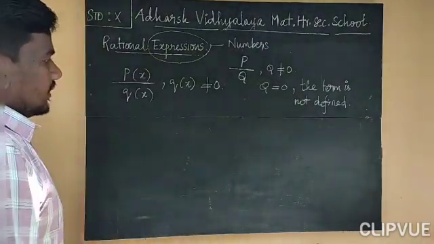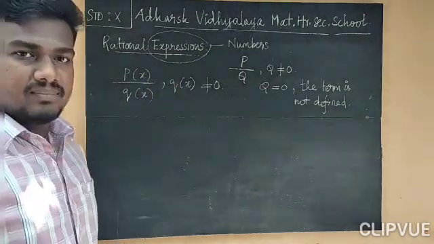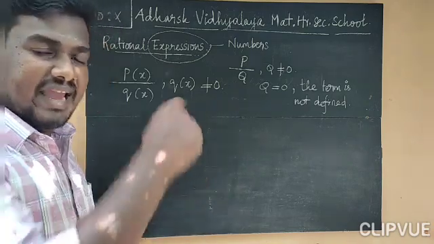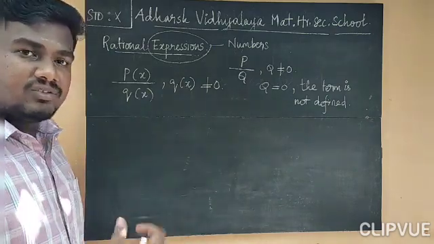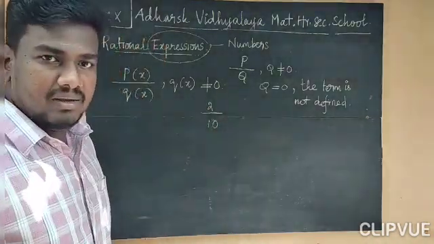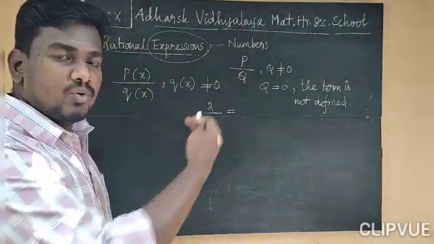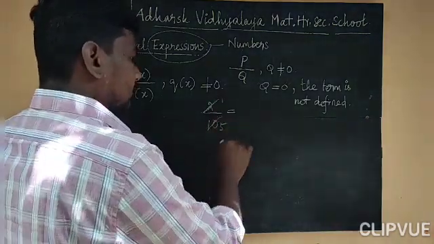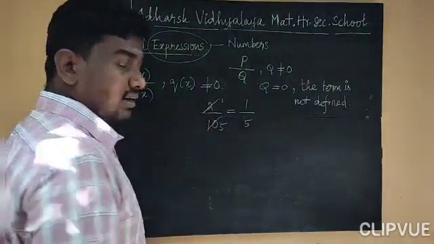Next, this P of x and Q of x, we can simplify when and where? If there are common factors, we can cancel them, and we can get the irreducible form. For example, 2 by 10. It is a rational number, you know that. We can simplify this because there are common factors in numerator and denominator. That common factor is 2. 1 time, 5 time. So 1 by 5. This is called the irreducible form of this rational number.